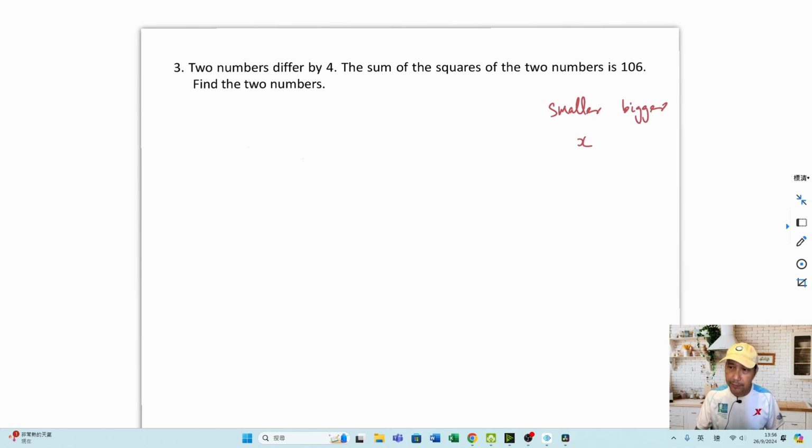So the bigger number should be bigger than the smaller number by 4. So obviously the bigger number is x plus 4. If you have this mindset, we don't need to use two unknowns. We only use one unknown to represent the two numbers. And then the sum of square of them, just like the previous two questions, the sum of them is 106.